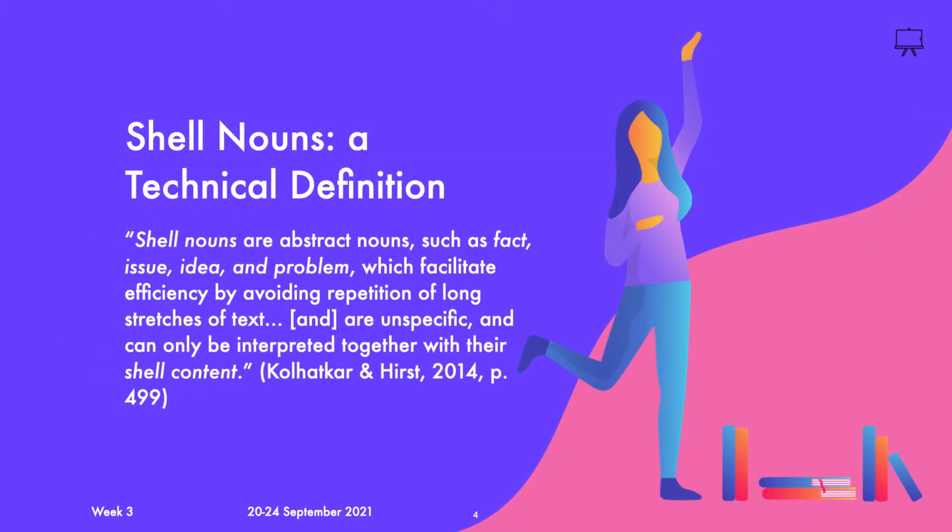So here we've got a technical definition of shell noun. According to Kohaka and Hurst, 2014, shell nouns are abstract nouns such as fact, issue, idea, and problem, which facilitate efficiency by avoiding repetition of long stretches of text. And they are unspecific and can only be interpreted together with their shell content.